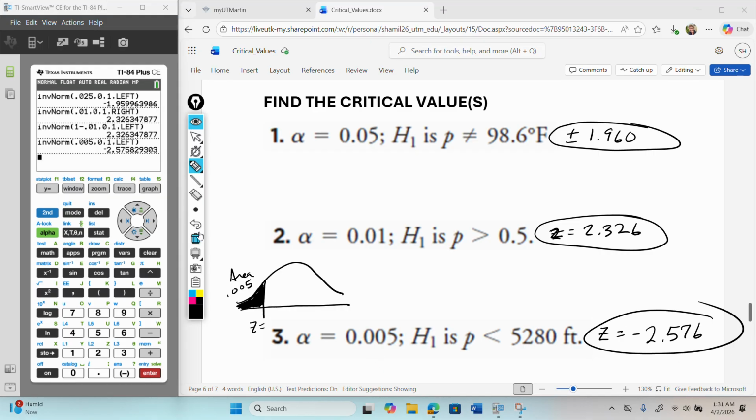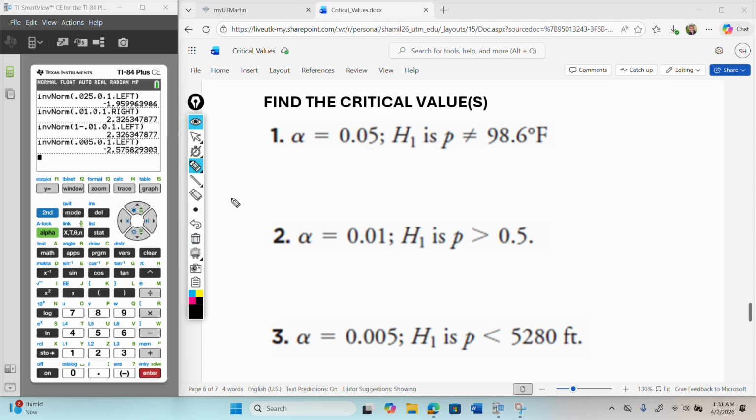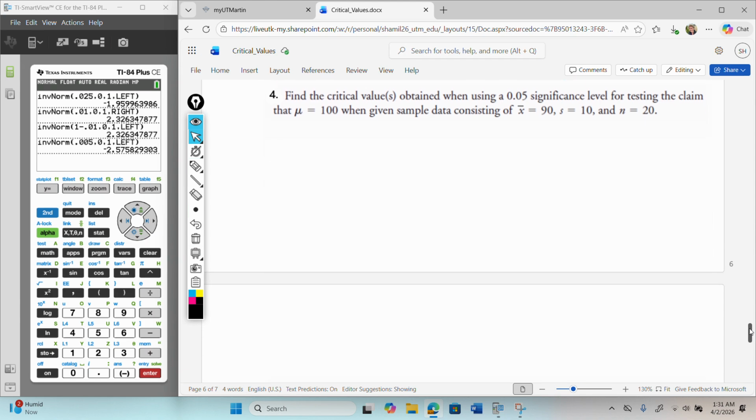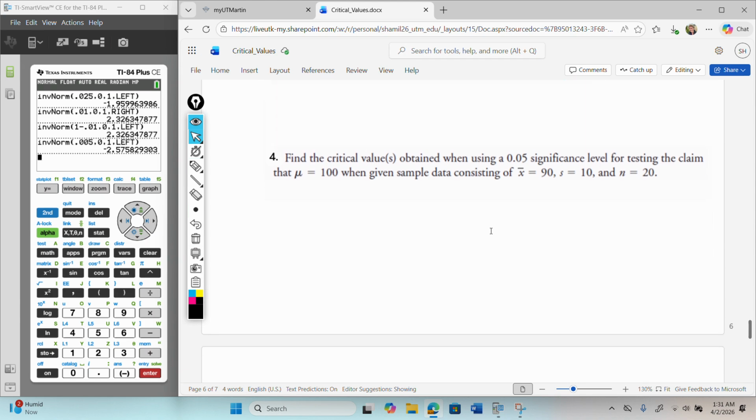Okay. All right, so let's go on to some others, two more. Find the critical value obtained when using a 0.05 significance level. So that's telling you what alpha is. So alpha is equal to 0.05. For testing the claim that the mean is equal to 100.